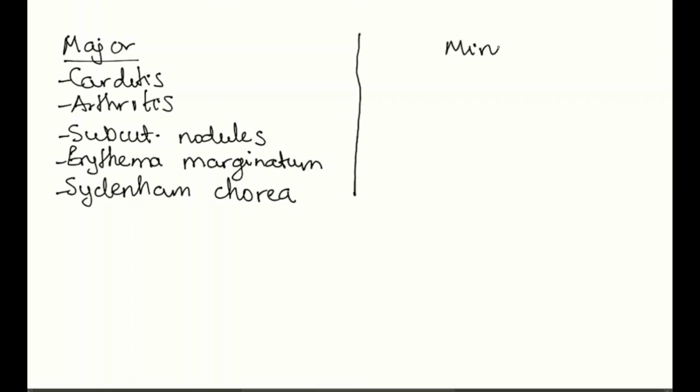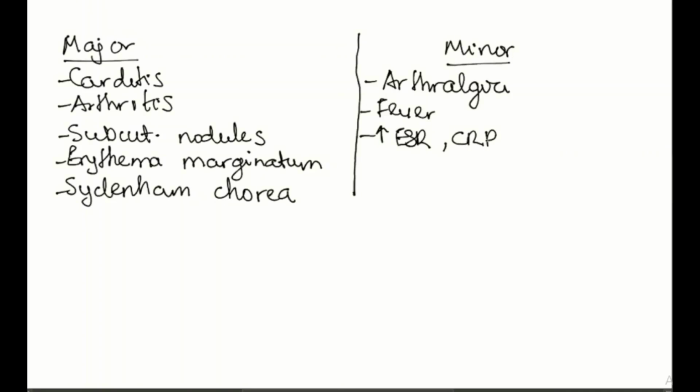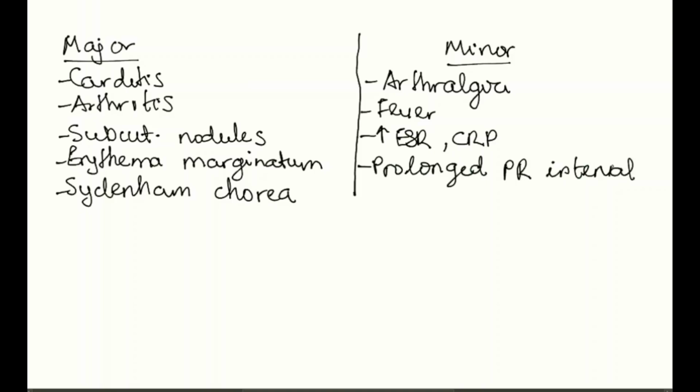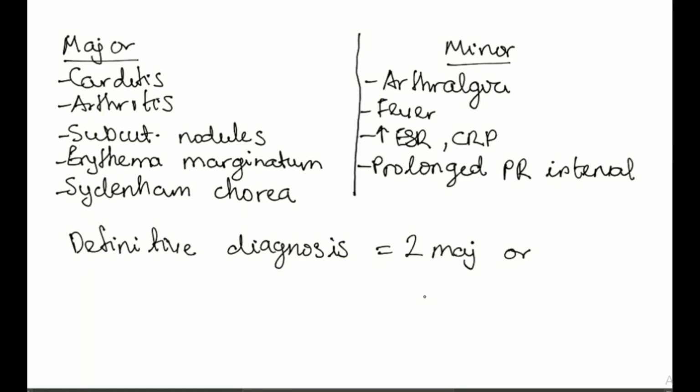There are 4 items under the minor criteria. They are arthralgia, fever, elevated acute phase reactants, that is, elevated ESR or CRP, and a prolonged PR interval. Definitive diagnosis requires evidence of a preceding strep infection, as well as 2 major criteria, or evidence of a preceding strep infection, as well as 1 major and 2 minor criteria.